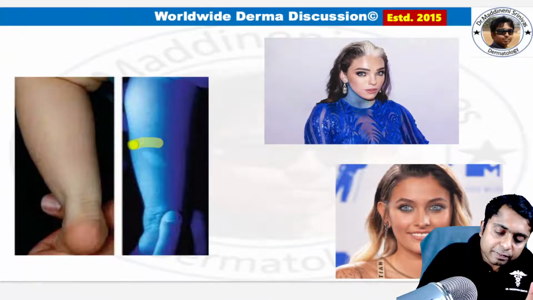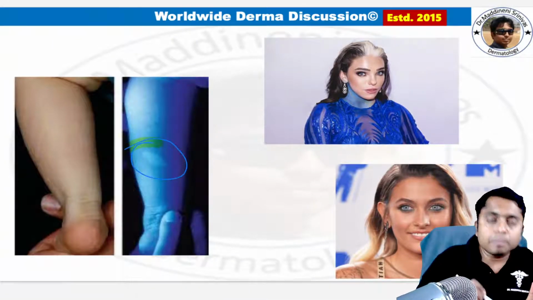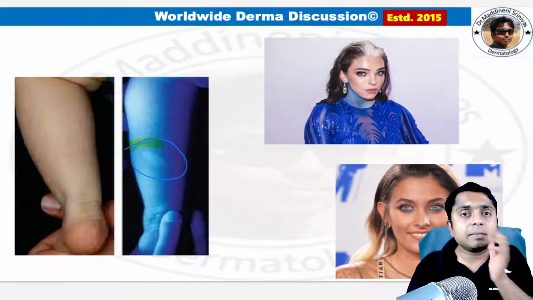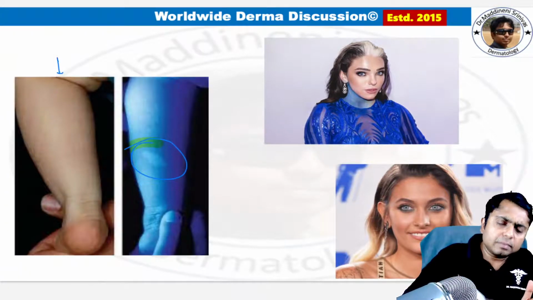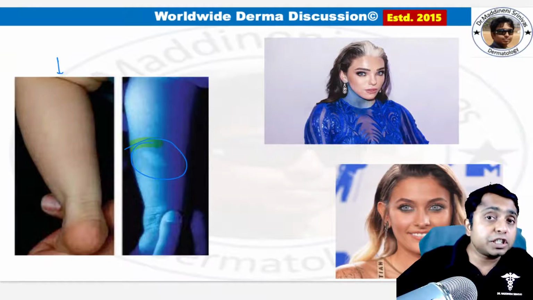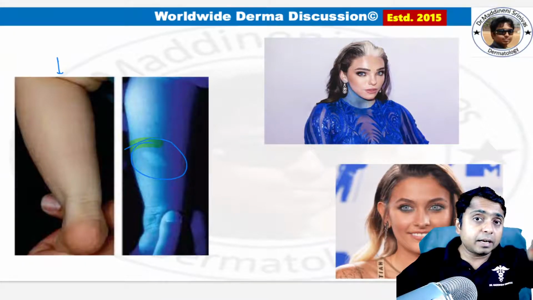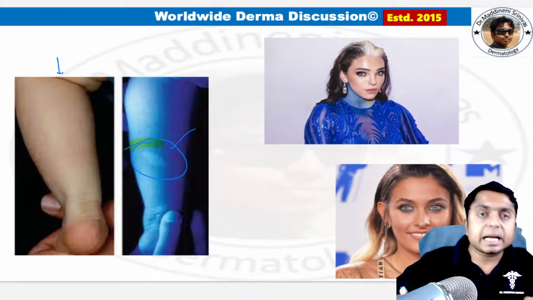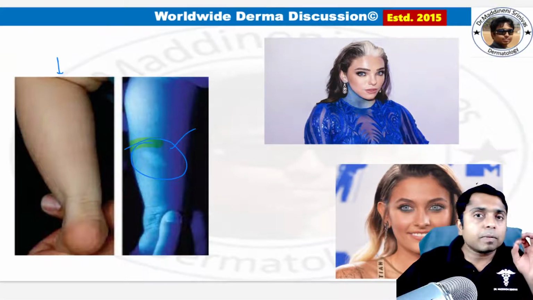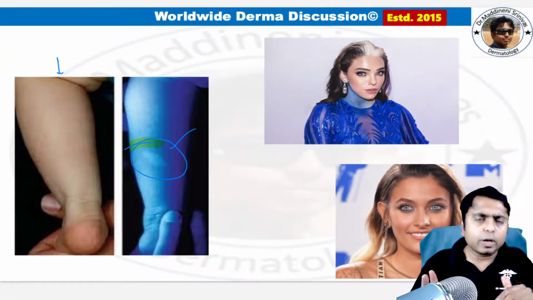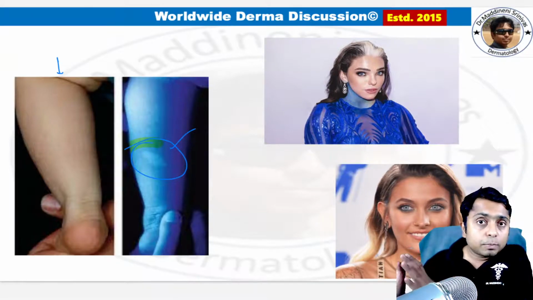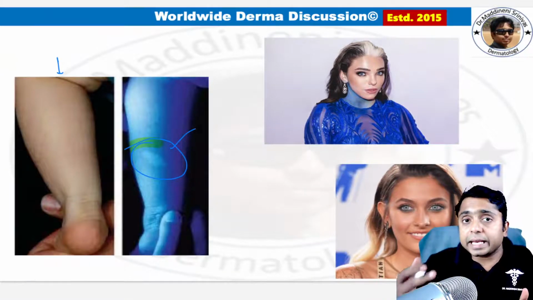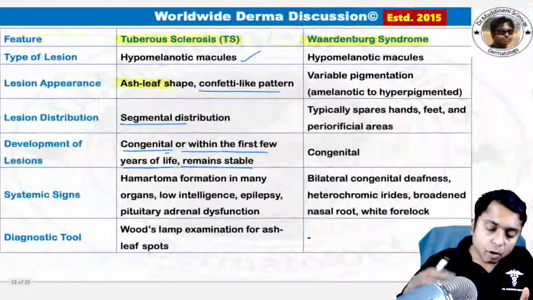the lesion, this is the ash leaf spot which you are able to see, ash leaf macule, which is going to be visualized on the Wood's lamp examination. So very important, simply remember, if a child is having seizures, always examine the child from top to bottom with a Wood's lamp, so that you can identify these kinds of ash leaf shaped hypopigmented spots over the body. If you can identify them, you can think of the provisional diagnosis as tuberous sclerosis, and just wait and watch if the patient is developing any other features of tuberous sclerosis.